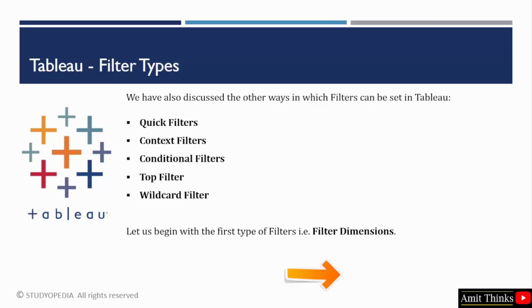So in the next lesson, we'll be focusing on the first type, that is filter dimensions. Then one by one, we'll be covering all the types of filters with examples. So let us start with filter dimensions in Tableau.